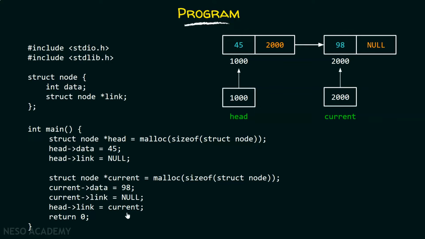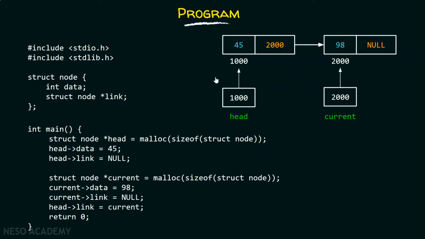And head->link = current means that this head->link, that is the link part of the first node, should contain the address of the second node, because current contains this address 2000. So you're basically using this pointer for accessing the address of the second node, and you're simply putting that address within the link part of the first node.